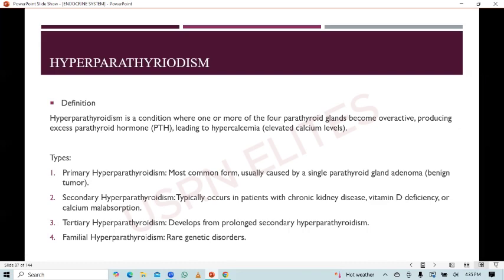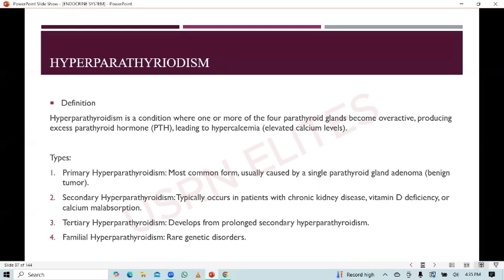Now, in hyperparathyroidism, the gland is overactive, so it is producing excess parathyroid hormone, and because this hormone regulates the calcium, there's going to be what? High calcium levels, or elevated calcium levels, which we call what?